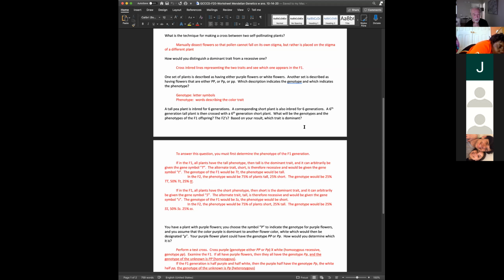And the phenotype would be tall. And in the F2, it's when you get segregation. So the phenotype would be 75% tall, 25% short. And the genotype would be 25% big T, big T, 50% big T, little t, and 25% little t, little t. And it's only the little t, little t that would show the recessive trait, which is short in this case.